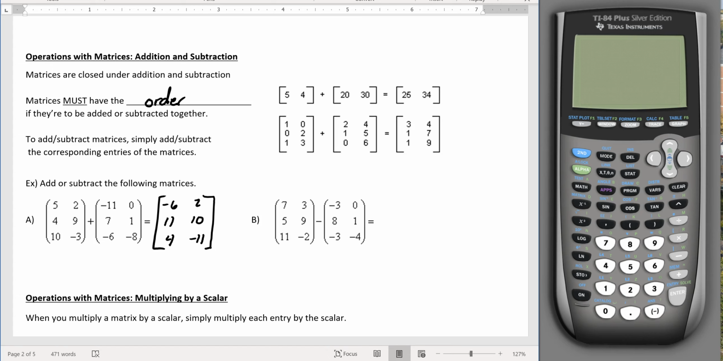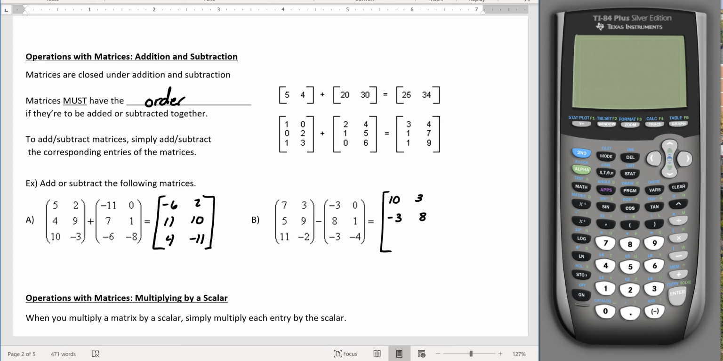Subtracting, we do the same thing. We just need to be careful with our order here. So 7 minus negative 3 would become 7 plus 3. That is 10. 3 minus 0 is 3. 5 minus 8 is negative 3. 9 minus 1 is 8.